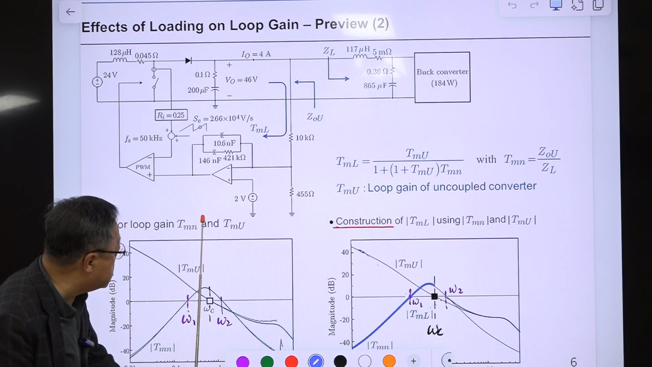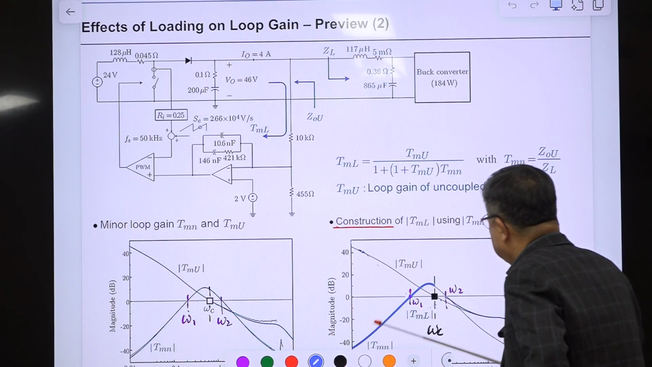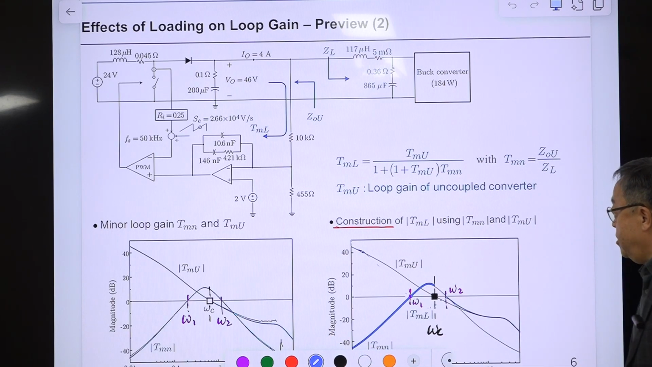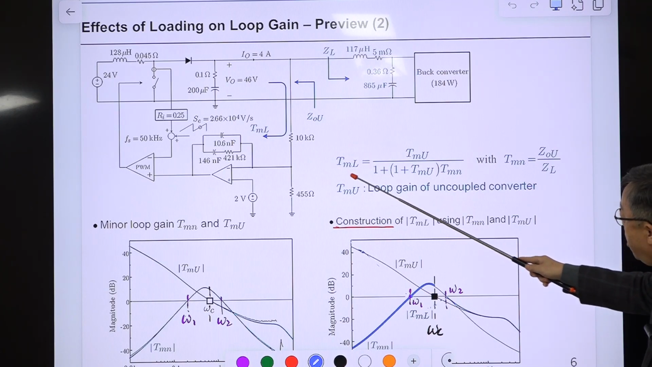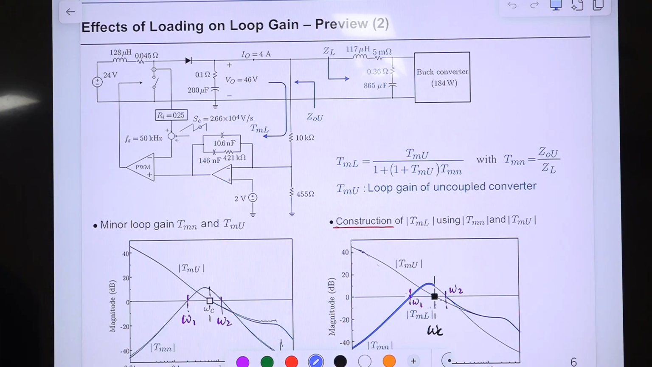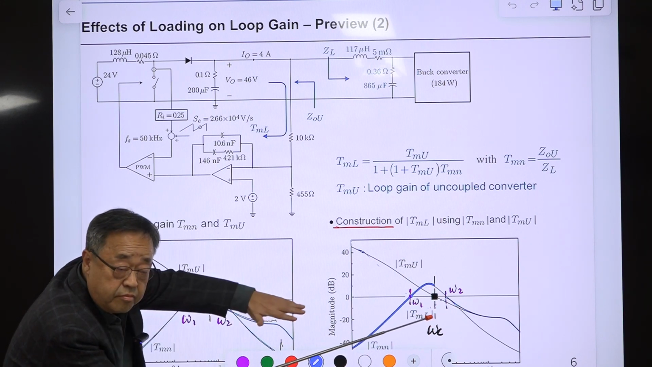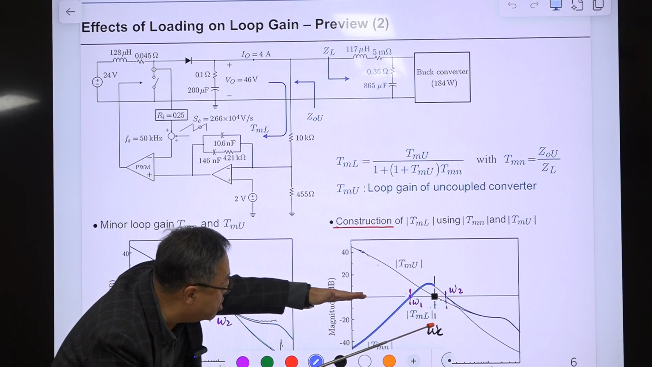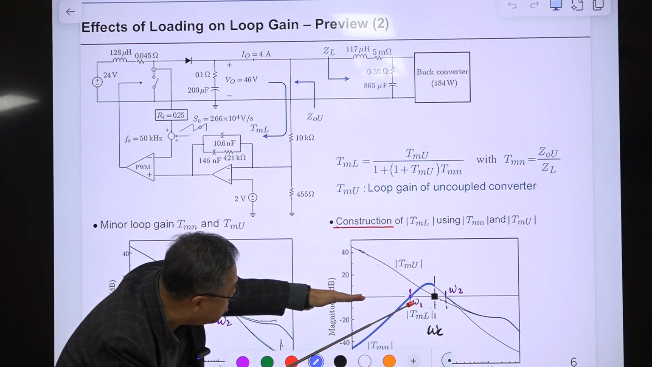So we have omega C here, and we have omega C here. So this is the TMN. This is a TMN. This is a TMU. I can immediately construct the asymptotic plot, the frequency plot, the Bode plot of TML from this graph. Let me show this. I start out here, and I take the symmetrical mirror image with respect to this real axis. So I draw here and like this.